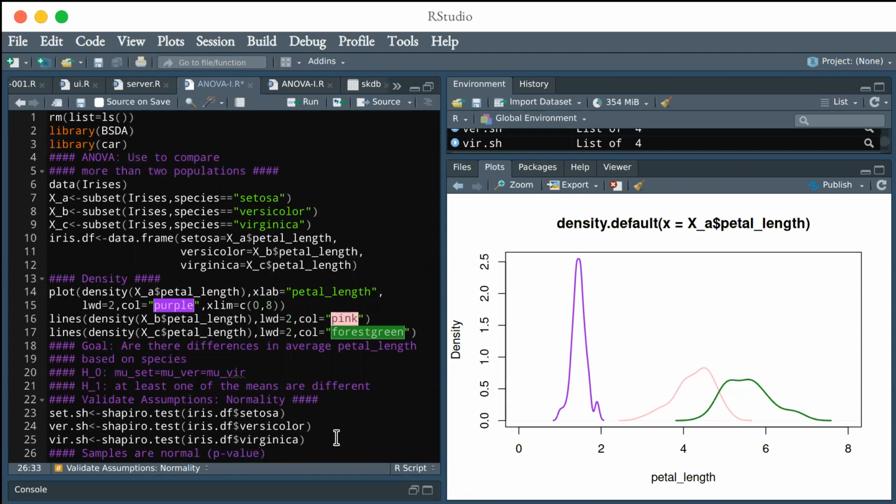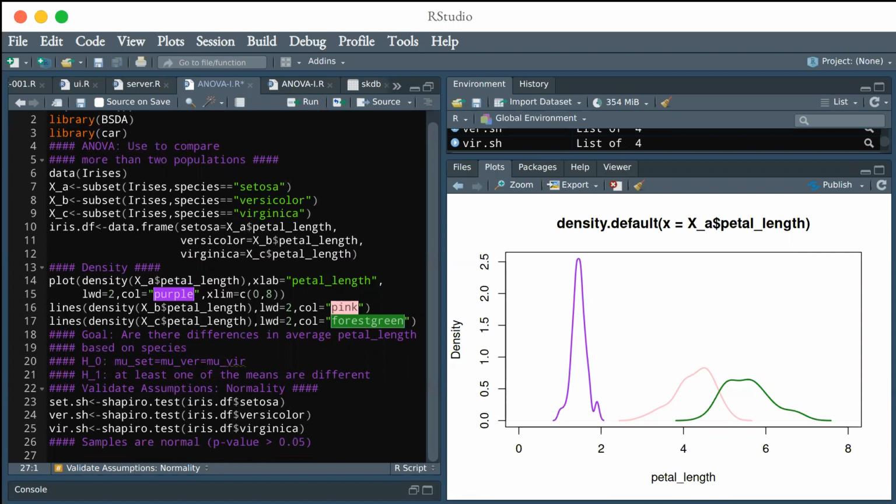What is the next assumption? Variability. Okay, so how do we verify variability? What did we use last time? Levene. Very good. The first assumption is normality. Second, we'd like to have identical variances. Do we think that they have identical variances?